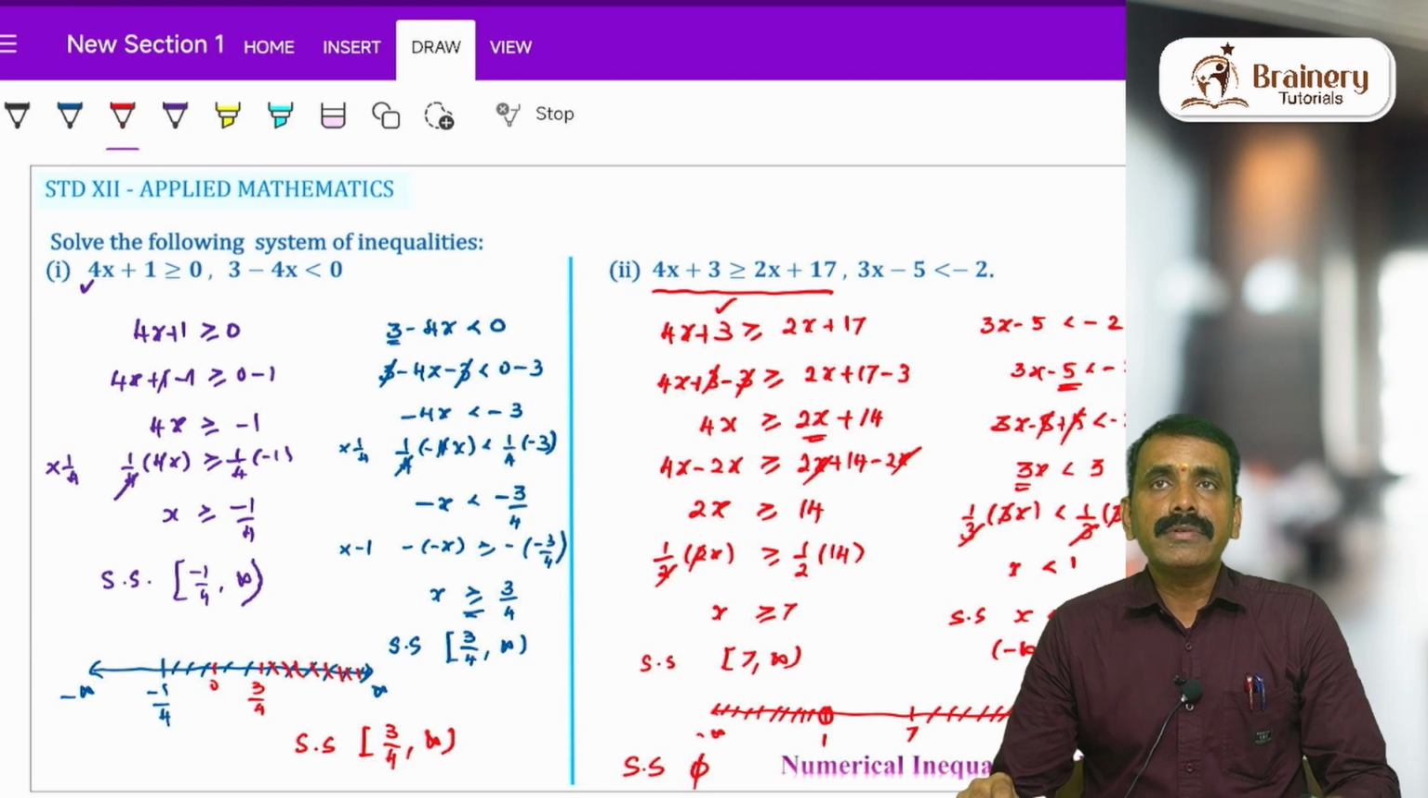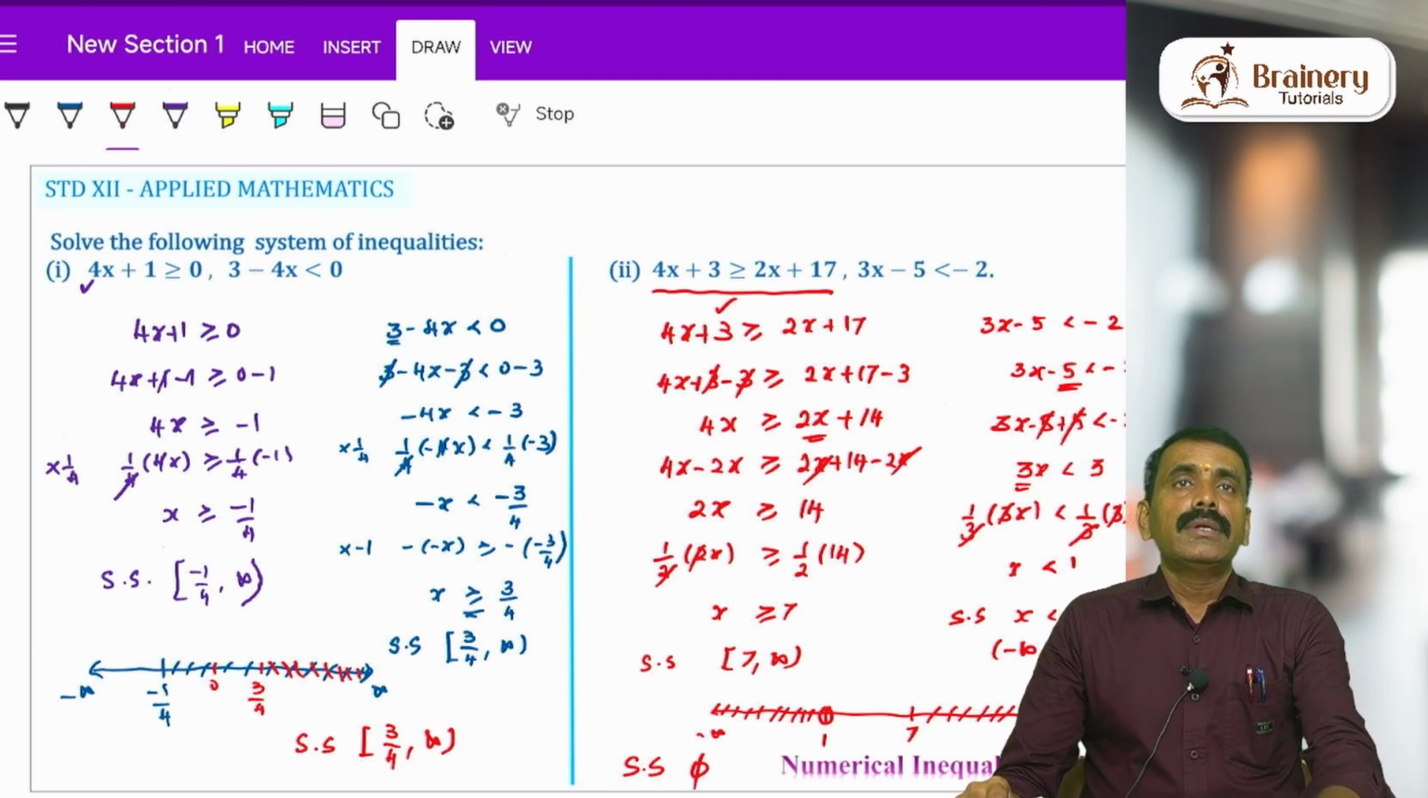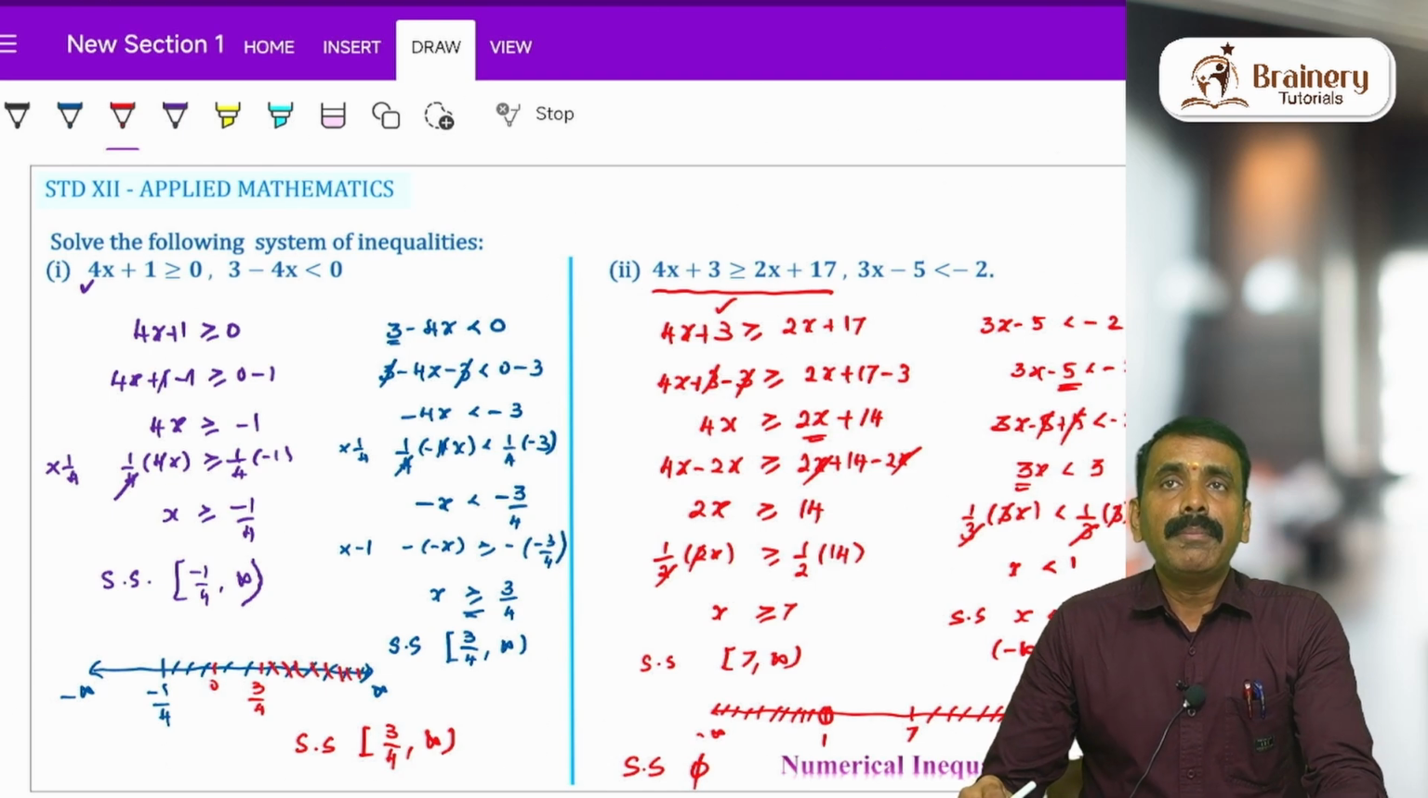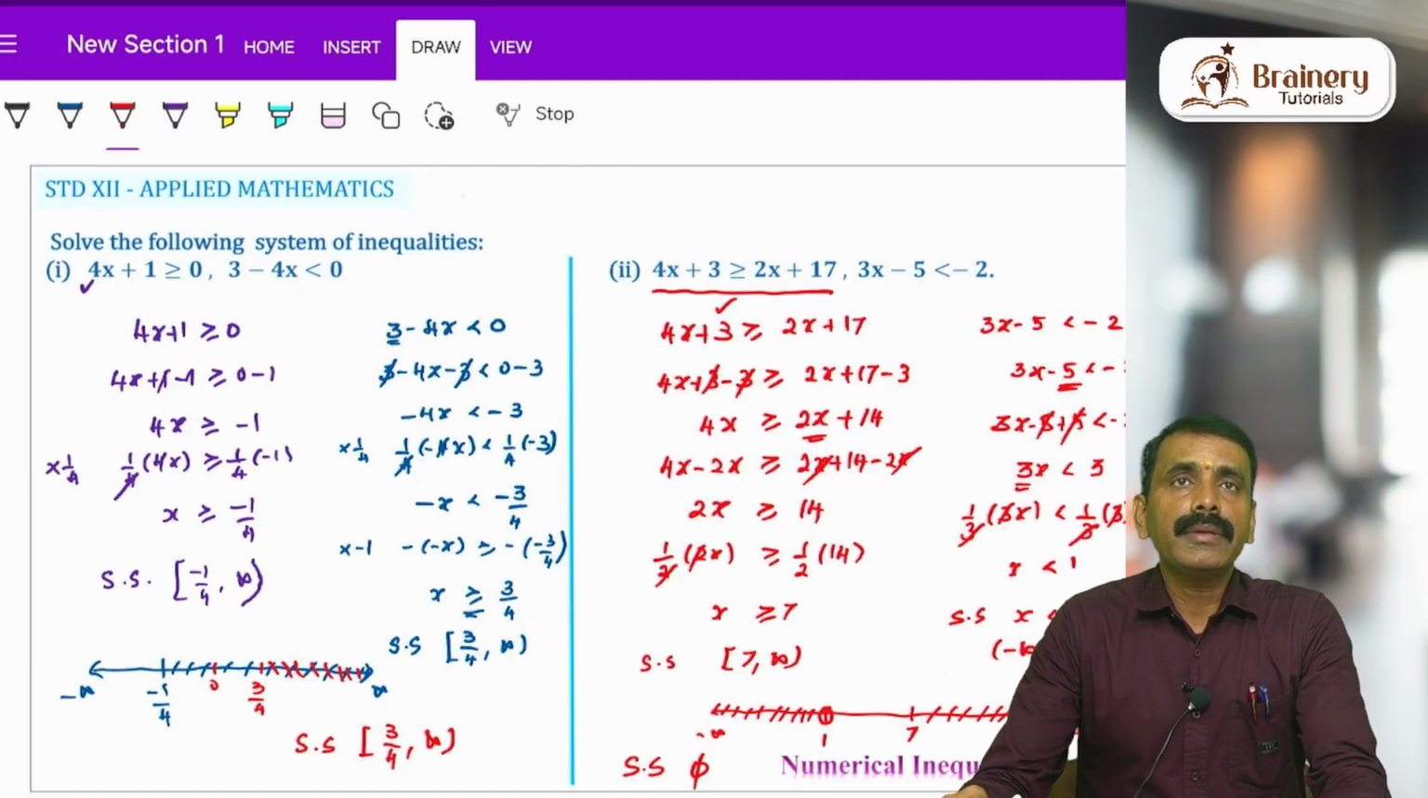So in this session we have studied the application of linear inequality in real life. Okay, where we are applying this concept of linear inequality, and we found out the solution for a system of linear inequalities. Okay, thank you students.